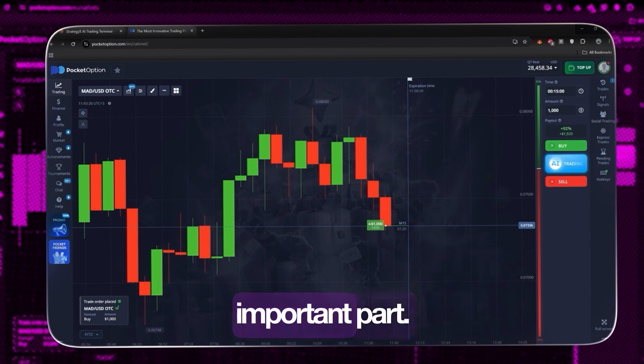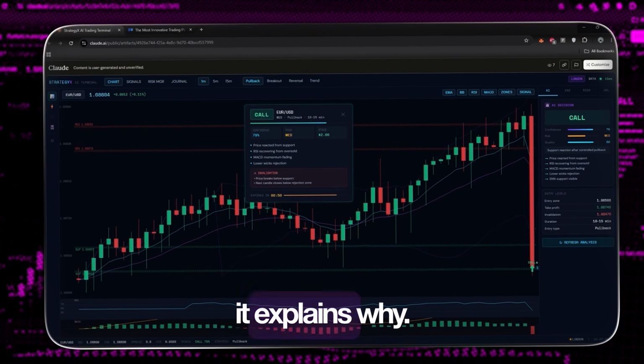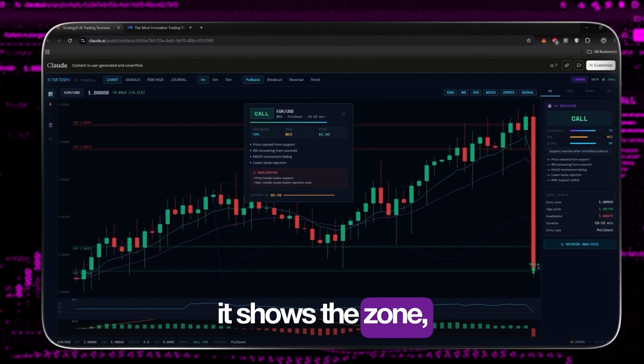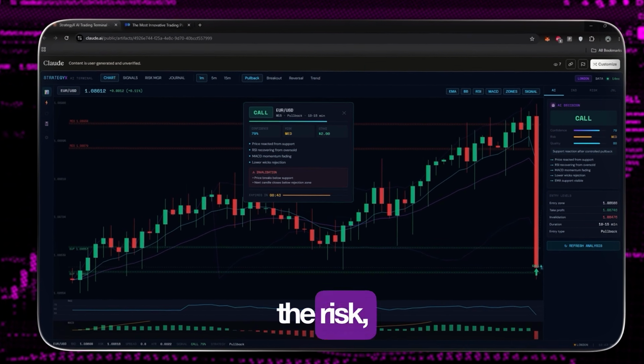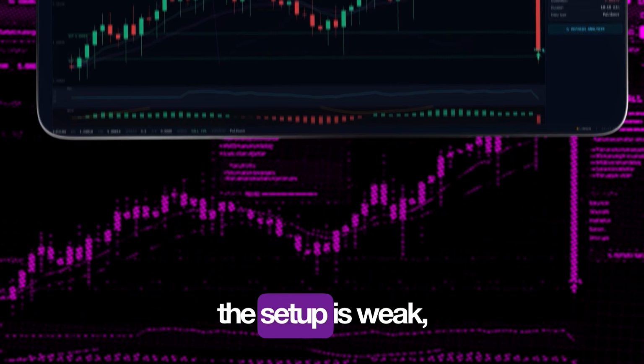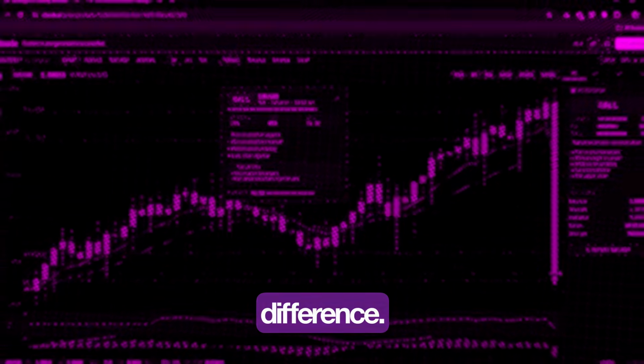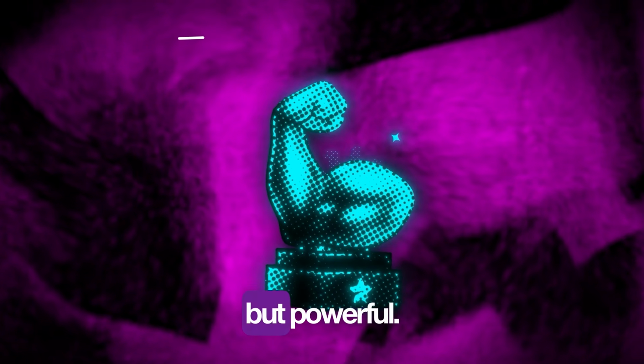And this is the important part. The robot doesn't just say call, it explains why. It shows the zone, it marks the pullback, it shows the confirmation candle, it calculates the risk, it tells you when the setup is weak. And that's the difference.